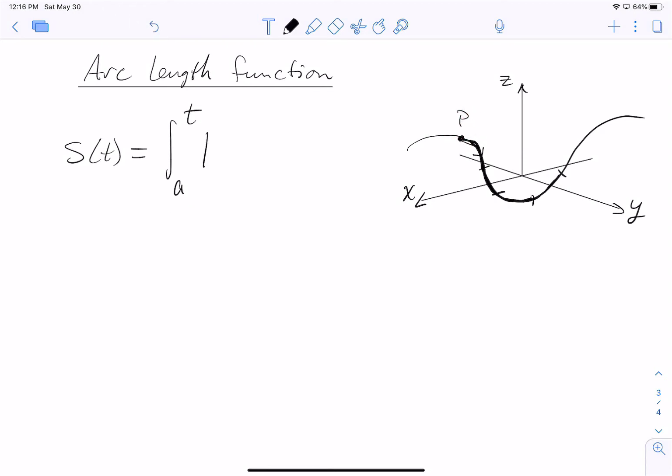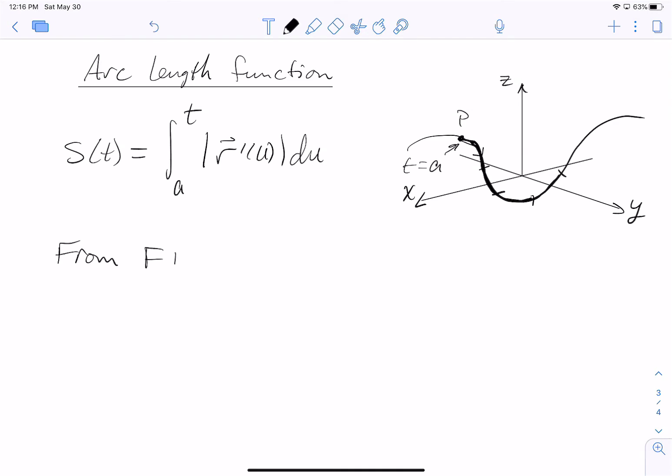And then an expression for the arc length integrand, the magnitude of r prime of u du, where u is really just a dummy variable. So at the point we identified P, we would say that t equals a, and then for any successive values of t, we can generate an arc length using this integral. And this integral here is called the arc length function.